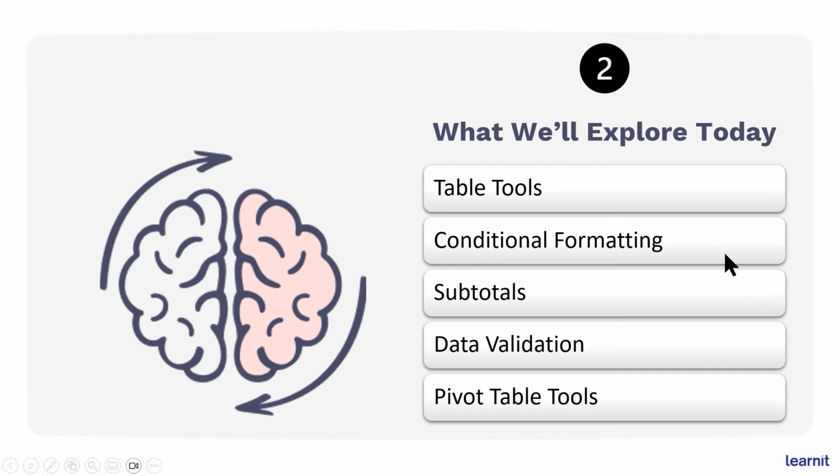So for Module 2, we'll take a look at table tools. We'll take a look at conditionally formatting our data. We'll take a look at the subtotal option. We'll implement data validation, and we'll spend some time taking a look at pivot table tools. So please go ahead and open up the Module 2 exercise file and come right back.